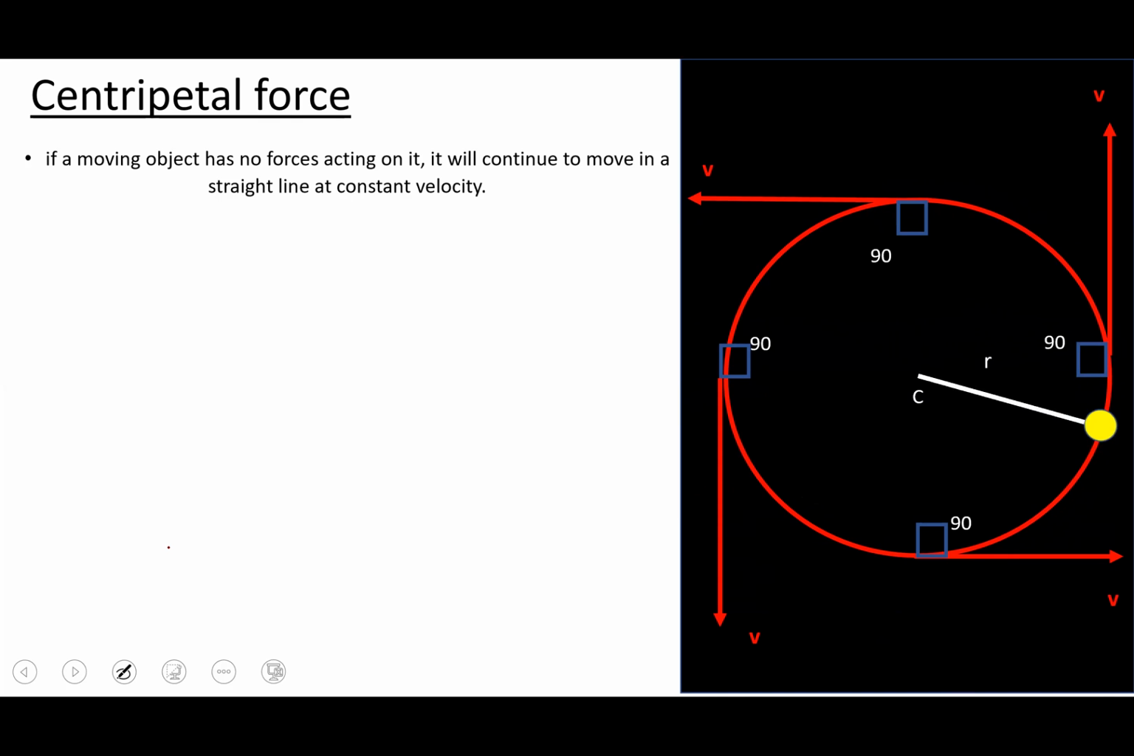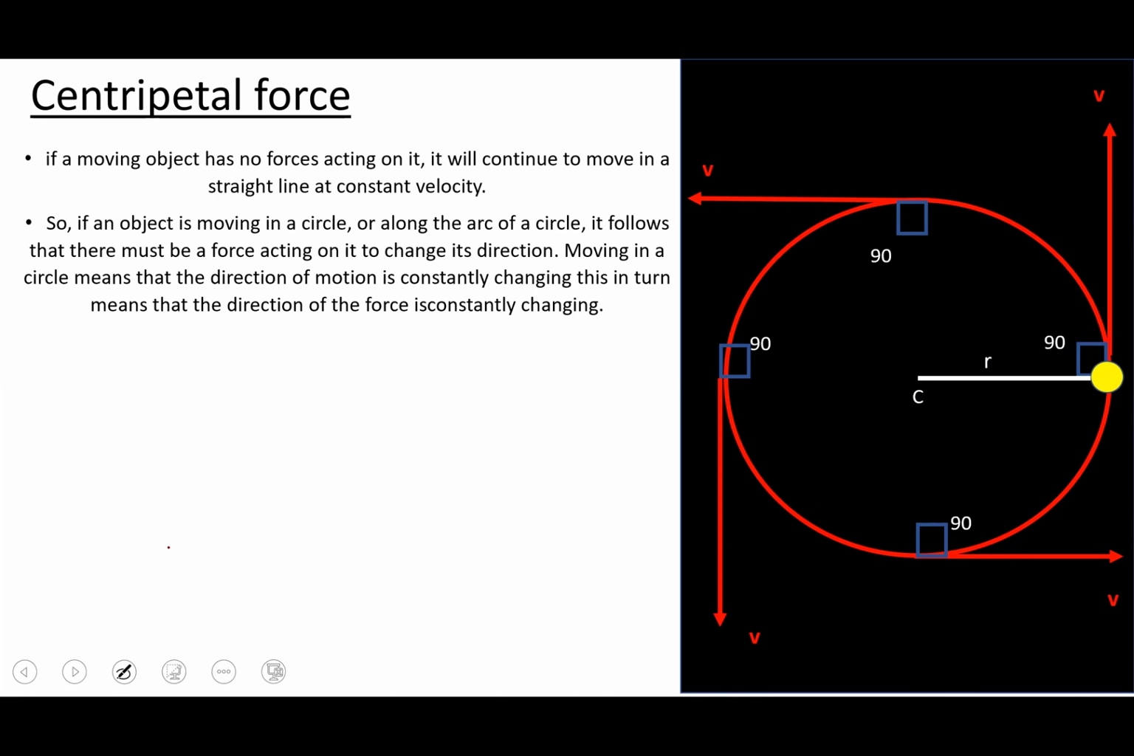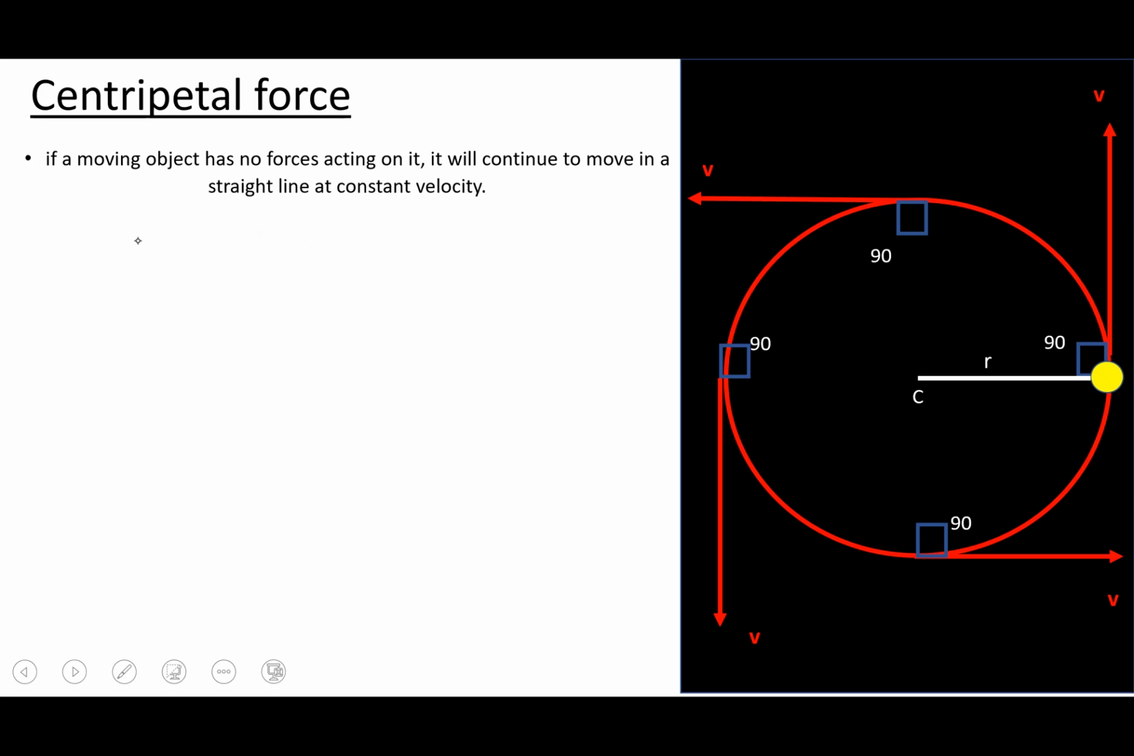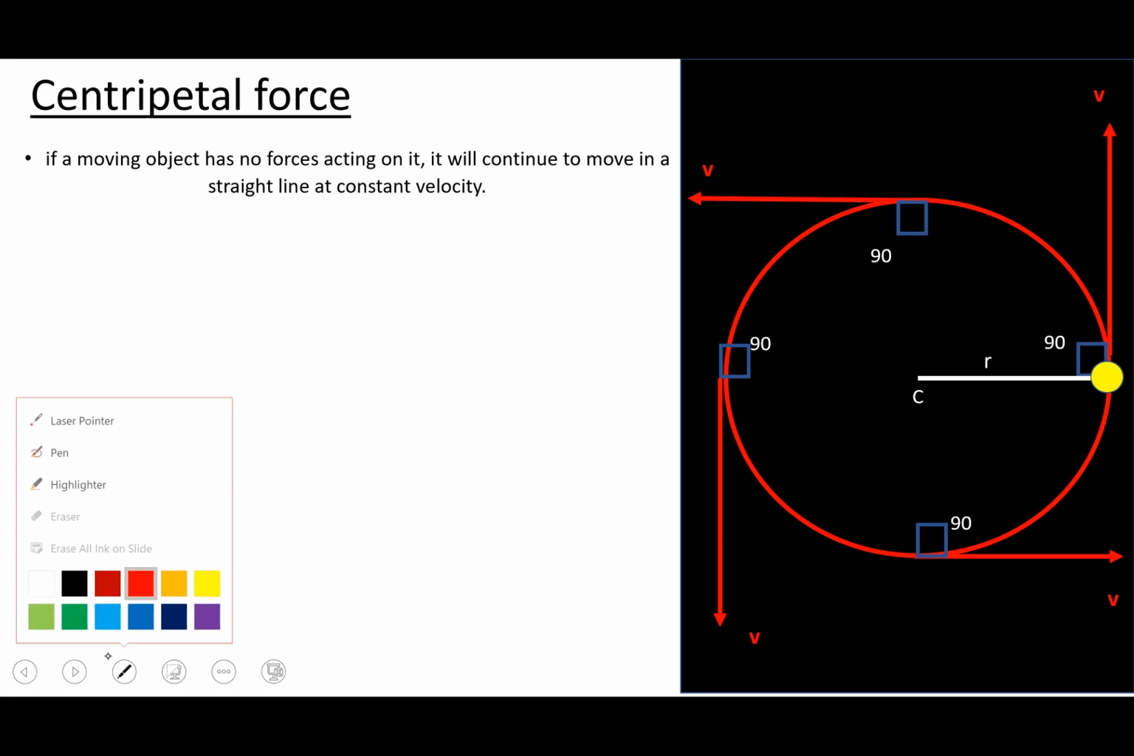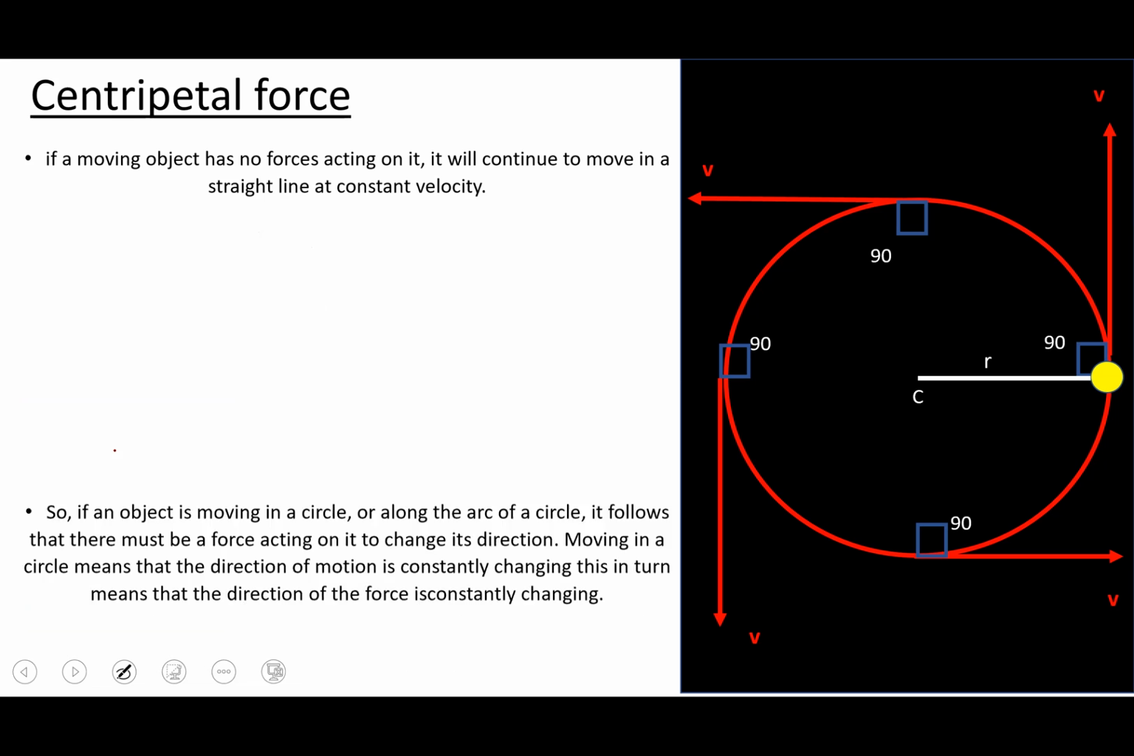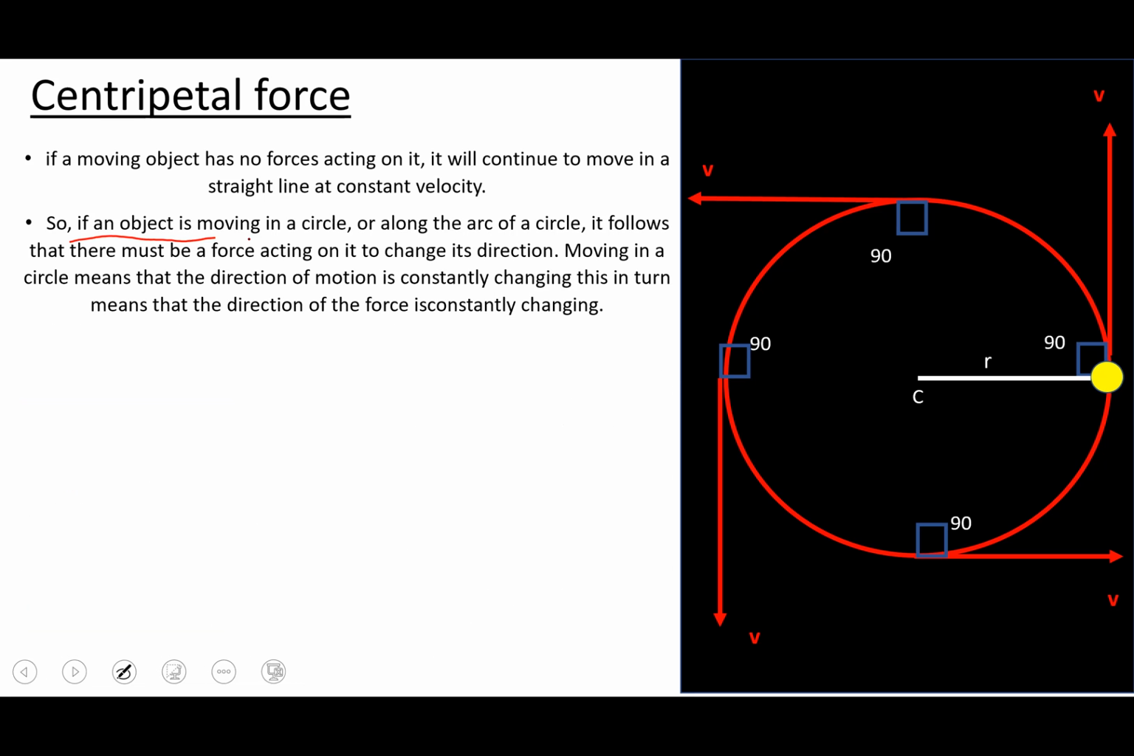and back again. From this whole revolution, we have understood that if an object is moving in a circle or along an arc of a circle, it follows that there must be a force acting on it to change its direction. Moving in a circle means the direction of motion is constantly changing.